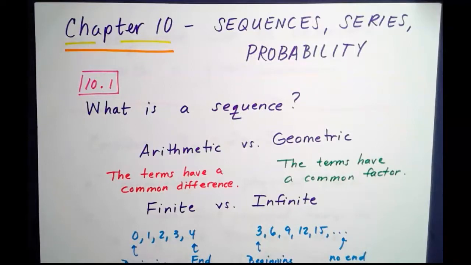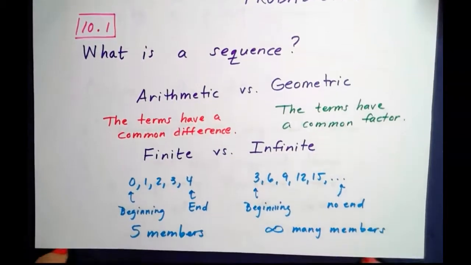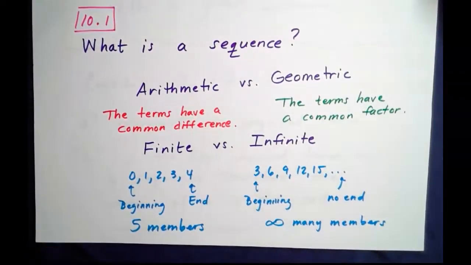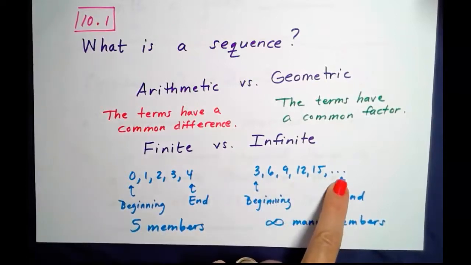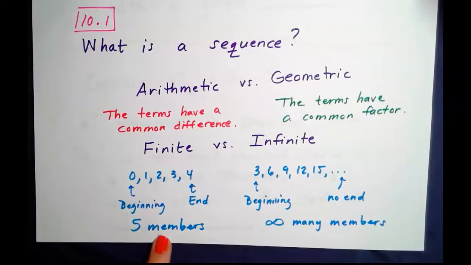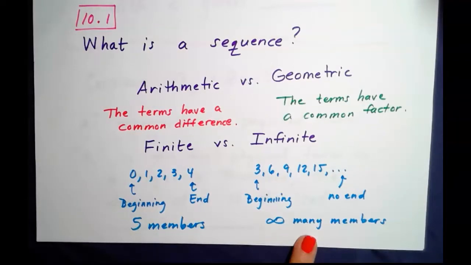So we're going to dive right in, and first of all, what is a sequence? A sequence can either be arithmetic or geometric. A sequence of numbers, you can see the ones I have down at the bottom. Here's a finite sequence, 0, 1, 2, 3, 4. Infinite, 3, 6, 9, 12, 15, and so on. So this sequence has 5 members. This sequence has infinitely many members.